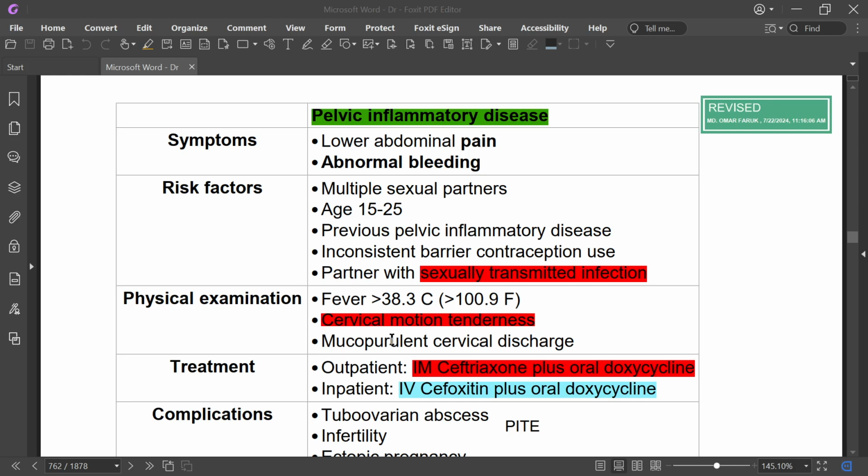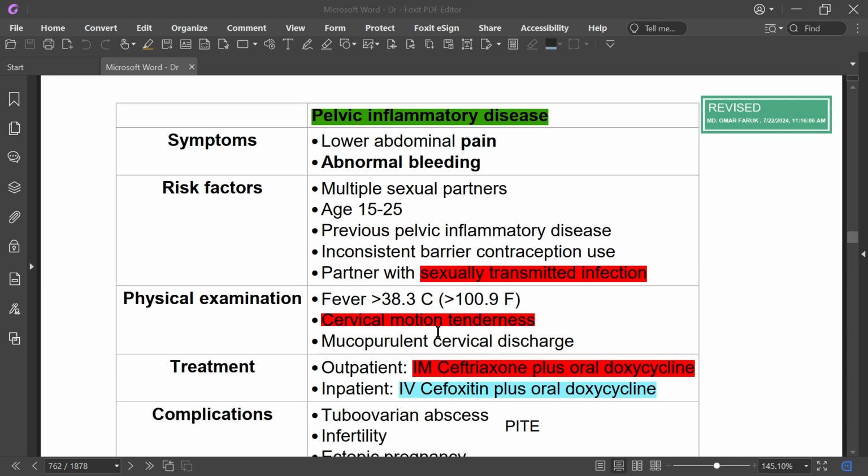So in PID, the symptoms are lower abdominal pain and abnormal bleeding, with these risk factors and these physical findings: mucopurulent discharge and cervical motion tenderness on cervical examination. Treatment: if we think the patient should be treated as outpatient, then we give IM ceftriaxone plus oral doxycycline. Doxycycline is a must. And for inpatient, IV cefoxitin plus oral doxycycline.